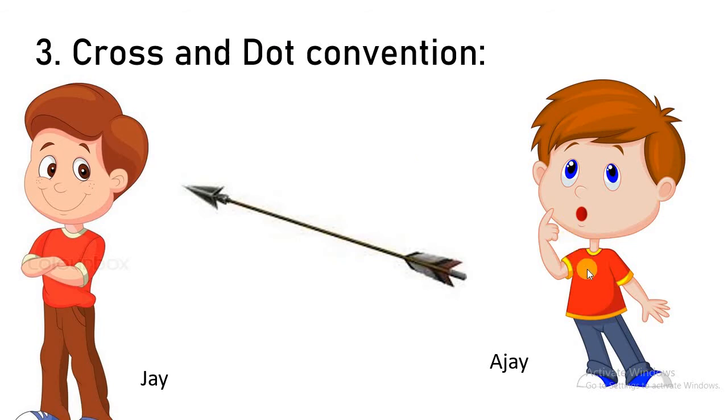And Ajay is going to see the back side of the arrow, and because of the notch, he is going to observe a cross shape. Ajay is going to observe the cross shape, and Jai is going to observe the dot shape. So for Ajay, as he is going to observe the cross, it means what?